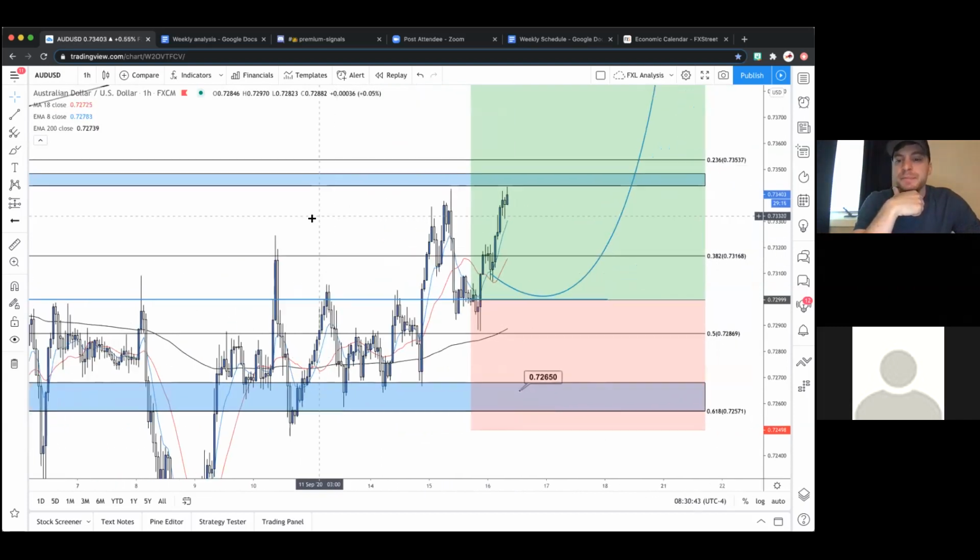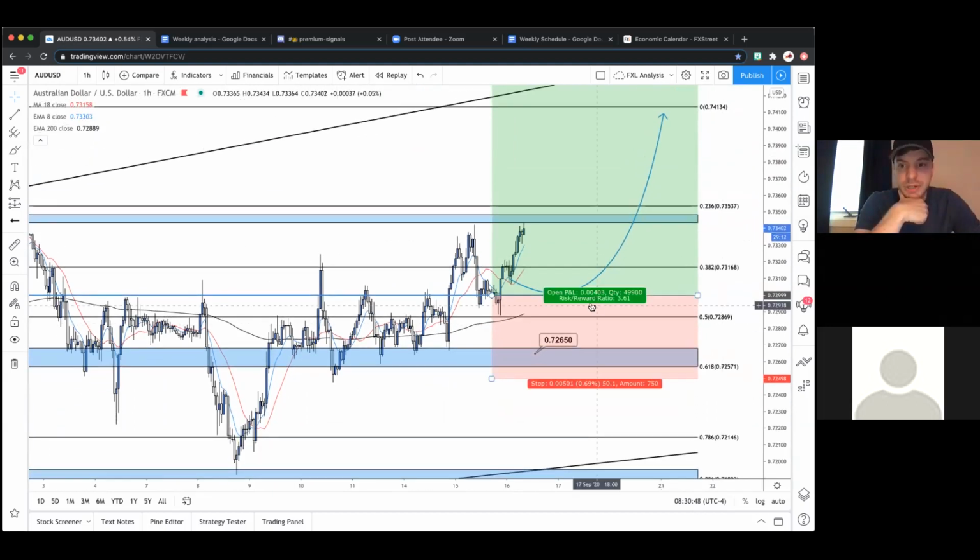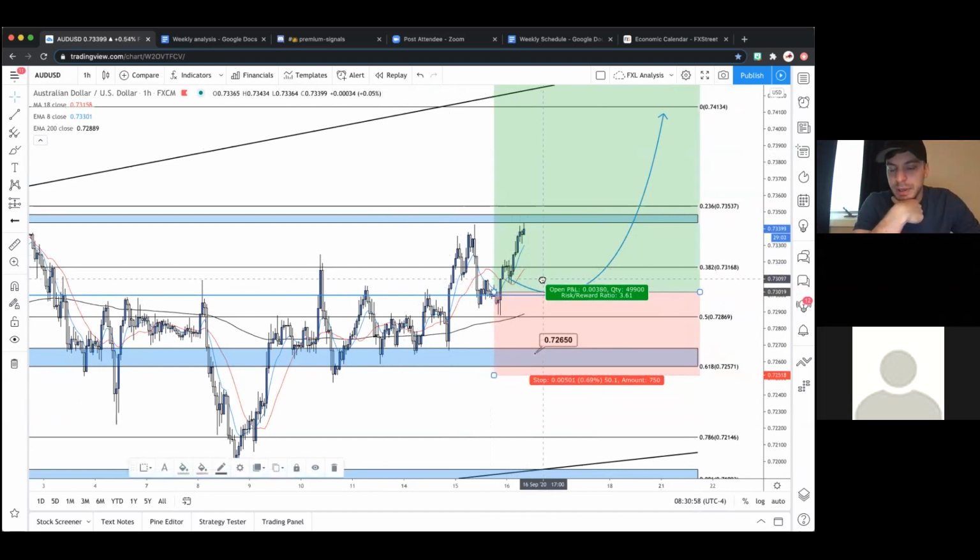So if this execution happened, let's say during this live session yesterday, if I got in on this AU trade, I would have had a lot more time to manage it. Probably would have caught most of this move, and would still probably be actively managing it. But yeah, that's just a good example, guys.